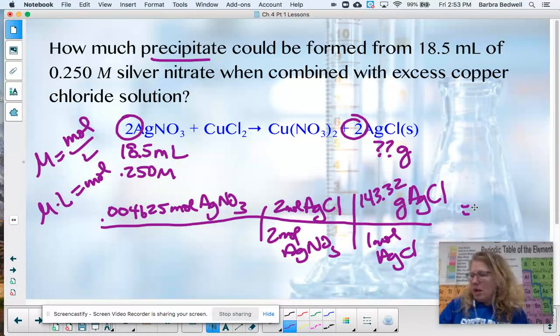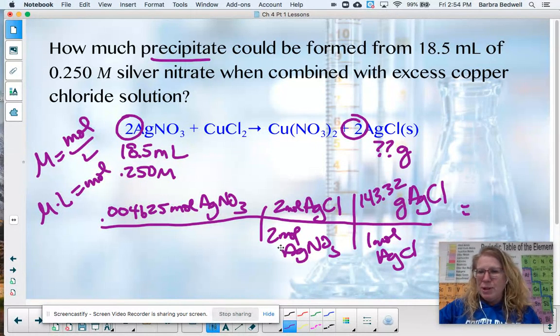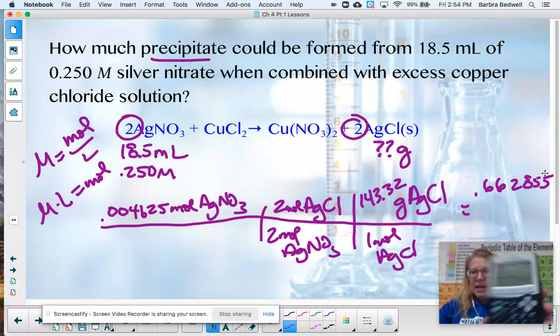And then it's just calculating like we've normally done. 143.32, multiply across the top, divide by the things on the bottom. So 0.004625 times 143.32 divided by, well, times 2 divided by 2. So you don't even have to put that in there. Times 2 divided by 2, they cancel each other out. And our answer here is 0.662855. Again, that's my calculator value.